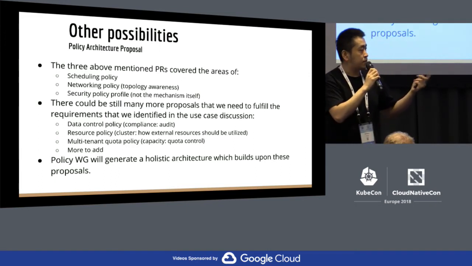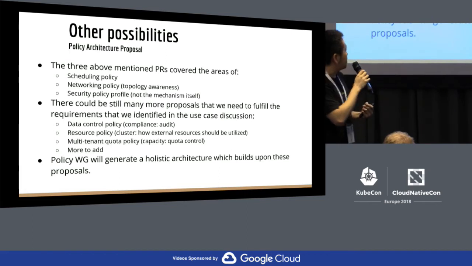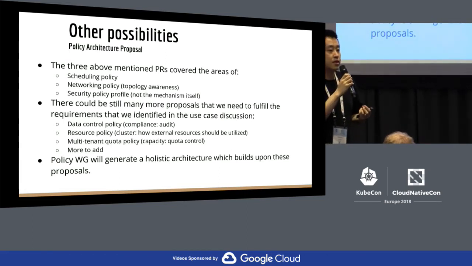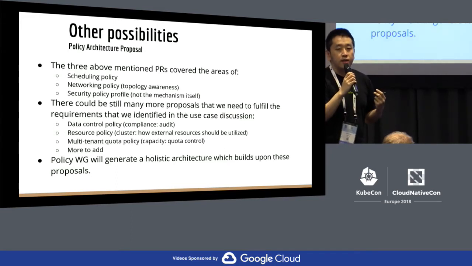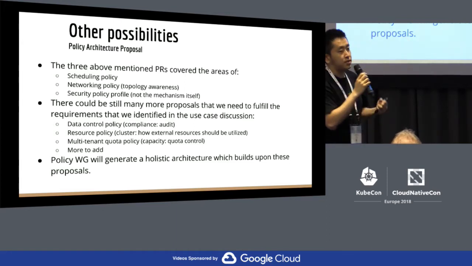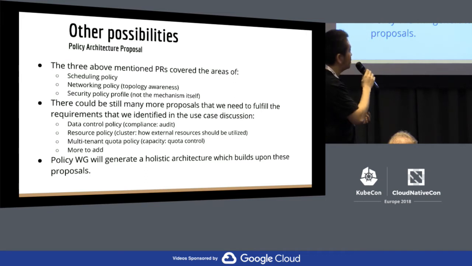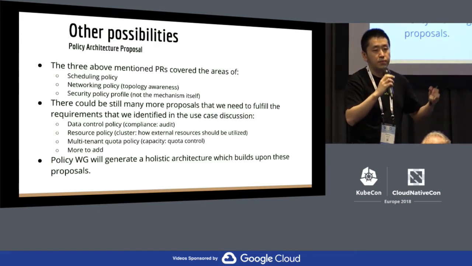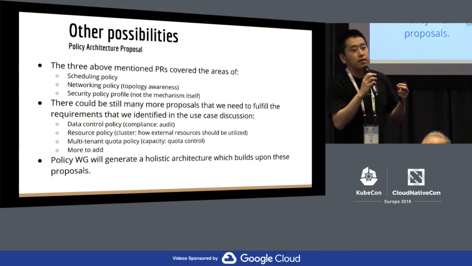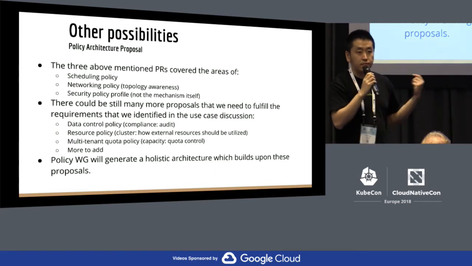For example, Michael and Khalid have some prototypes for the compliance use case by defining a data control policy, which I think is a pretty awesome idea, that you can automate the auditing process rather than having people manually checking it. And also resource policy. In the resource management working group, we have many discussions around non-native resource management. How do we do that? There will also be policy related to that, and also the multi-tenant quota. The multi-tenancy working group is currently, as far as I understand, working on a multi-tenant controller. How the quota policy fits into that architecture and helps the quota control is a topic we will be interested in. And there will possibly be more to add.